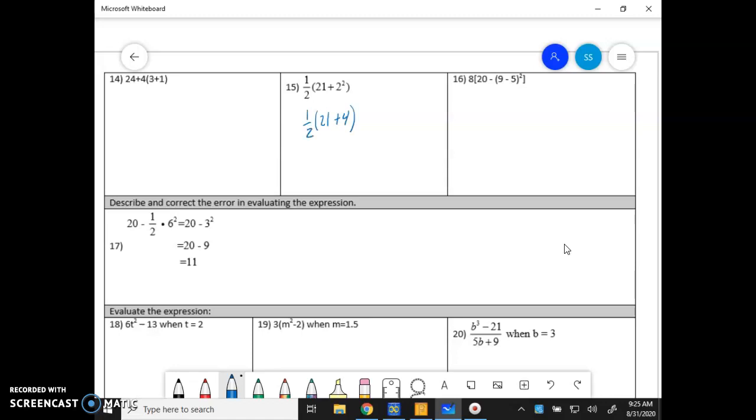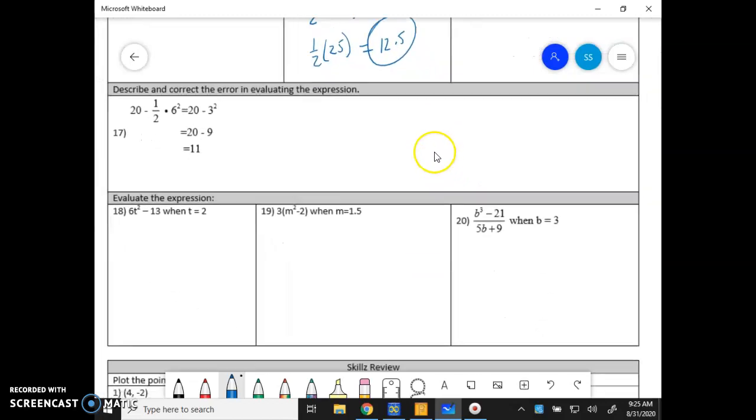And now I should simplify inside this parentheses first. So we get 1/2 times 25. And now final answer, half of 25 is 12.5. All right, I'll let you guys give 16 a shot as well.